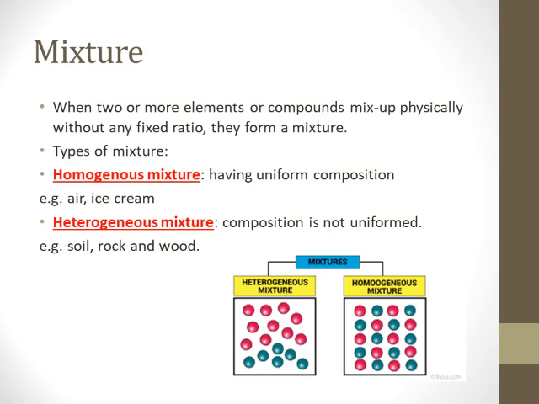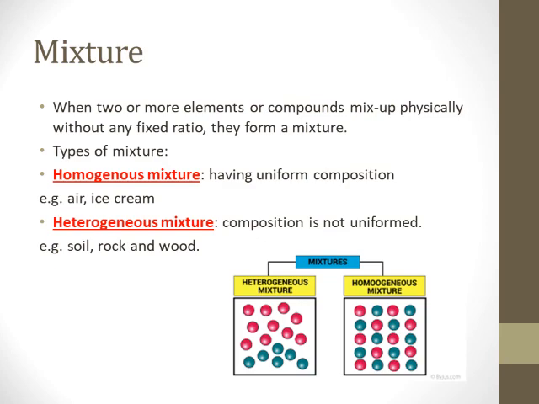There are two types of mixture. One is homogeneous and the second is heterogeneous. So what is a homogeneous mixture? A mixture that has uniform composition, for example air and ice cream. And a heterogeneous mixture does not have uniform composition, and examples are soil, rock and wood.